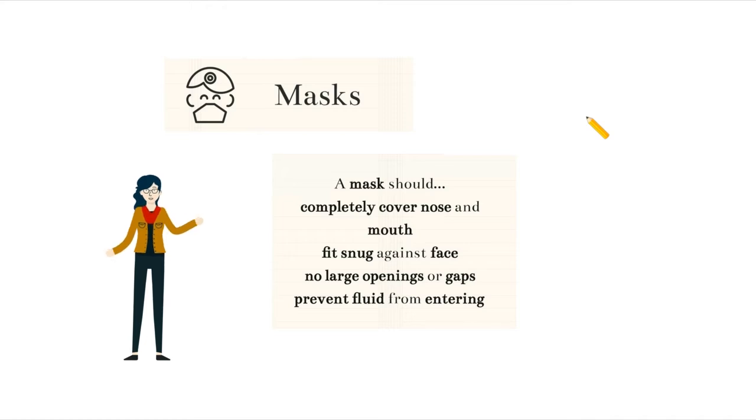The next type of PPE that we will discuss are masks. They are designed to protect your nose and mouth. When wearing a mask, it should completely cover your nose and mouth and be snug against your face. There should not be any large openings or gaps off to the side. This can allow fluids or other material to go around the mask, defeating the purpose of the mask altogether.